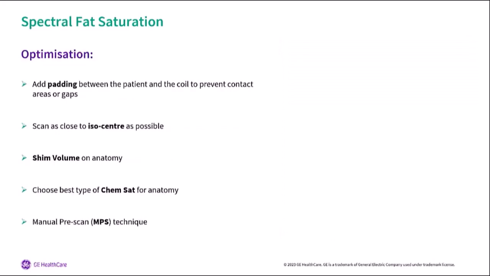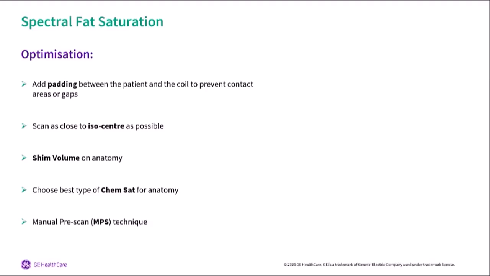So how can we optimize this kind of sequences? So by adding padding between the patient and the coil to prevent contact areas or gaps. We should scan as close as possible to the isocenter. So in theory, fat saturation is only guaranteed up until 20 centimeters off of the isocenter. So if we think that will be 20 centimeters either side of the isocenter, which gives us a 40 centimeter field of view. And this is why when we go for bigger field of view, so over 40, we start having some fat sat failures at the edge of field of view.